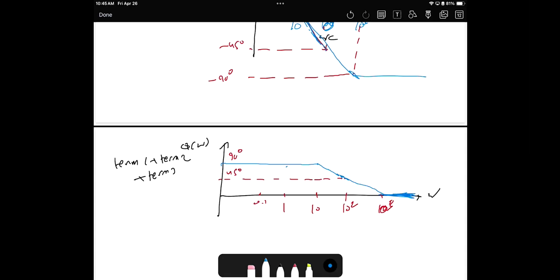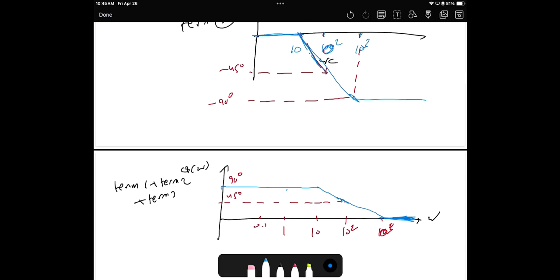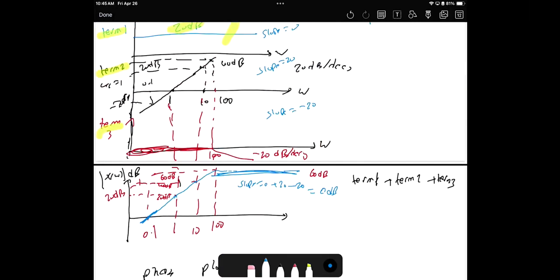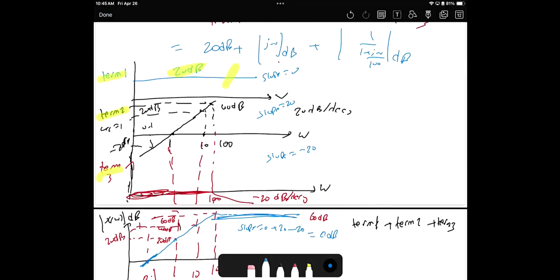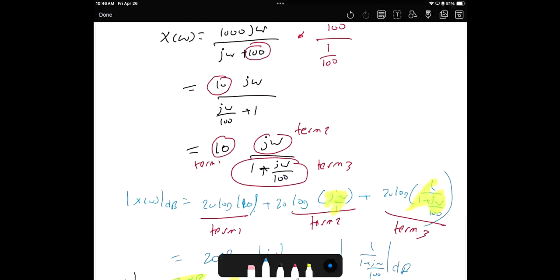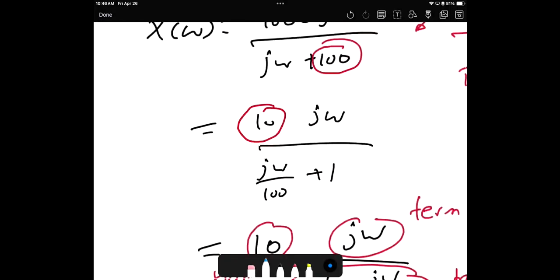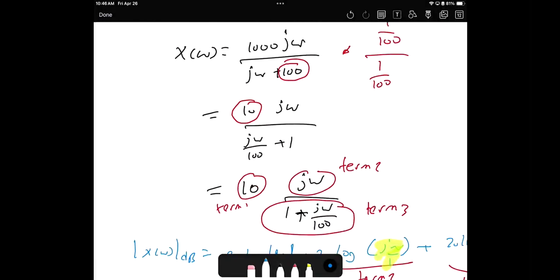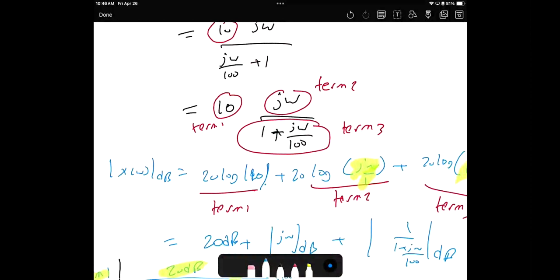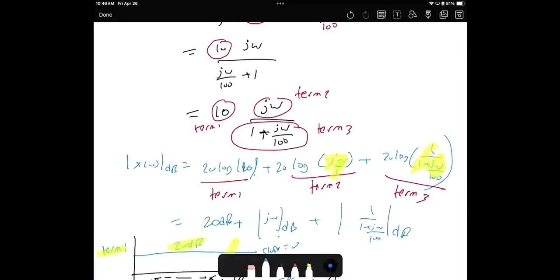Yes? So for the magnitude plot, like the first, that one will be equal to 20, like a constant 20. Yes, 20. But you mean after 100? Yeah, the constant comes from the 10 here. So when we do the Bode plot or do the logarithm, it will be 20 log 10 plus 20 log j omega plus 20 log 1 over 1 plus j omega over 1.